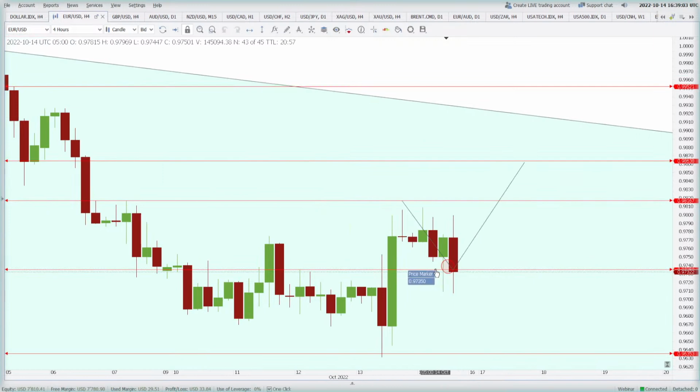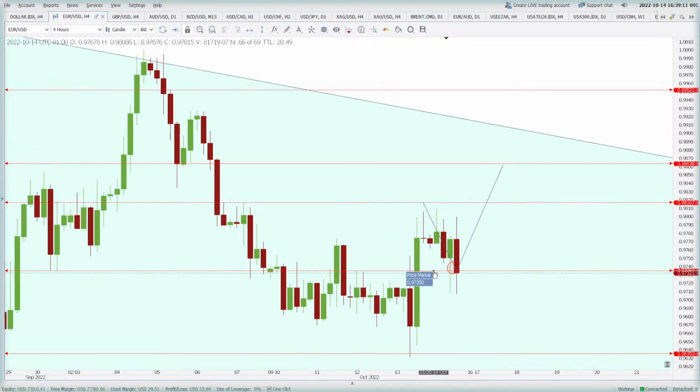Took support at this level of 0.9735 again, but now this candlestick is a bearish engulfing again. Now if it closes below 0.9735, I think 0.9635 will be exposed in that case. But if it is able to manage a close above 0.9735, we still will have a hope of testing 0.9816. So now you know these two are the zones of resistance and support for the euro.